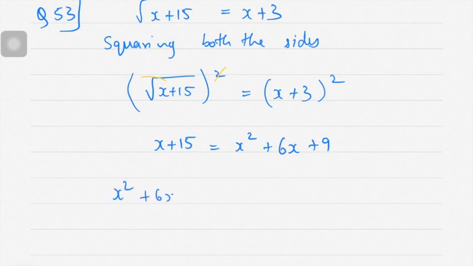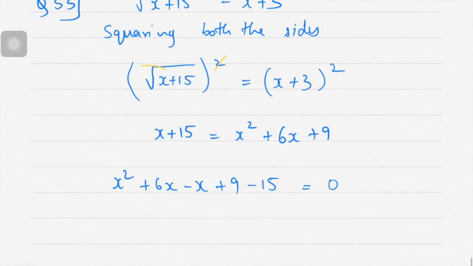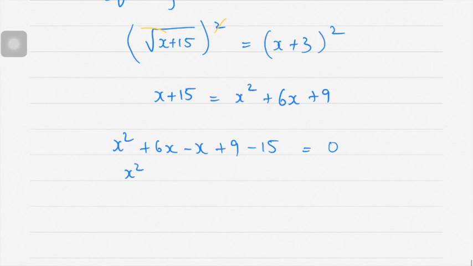Okay. So let me bring all the items in one side. Okay, so when I bring all the items in one side, it would be x square plus 6x minus x plus 9 minus 15 is equal to 0. Okay, so x square plus 5x plus 9 minus 15. Plus 9 minus 15 is how much?